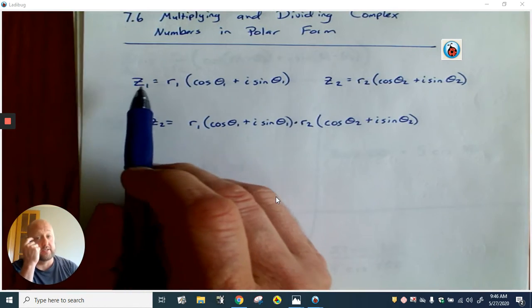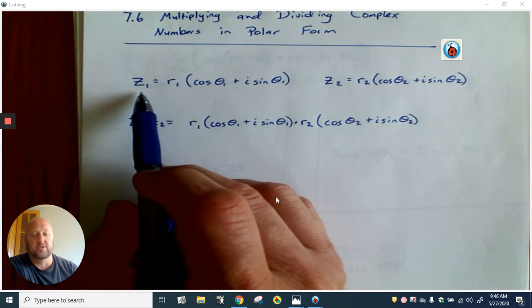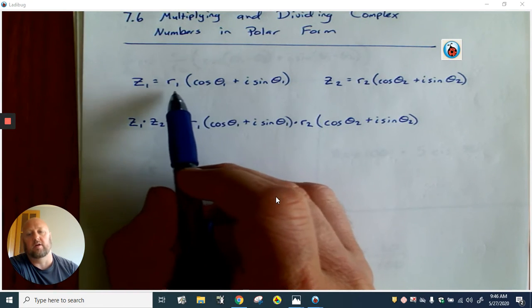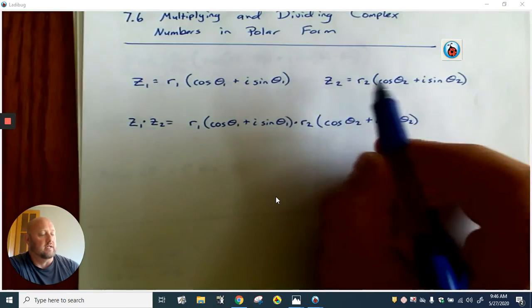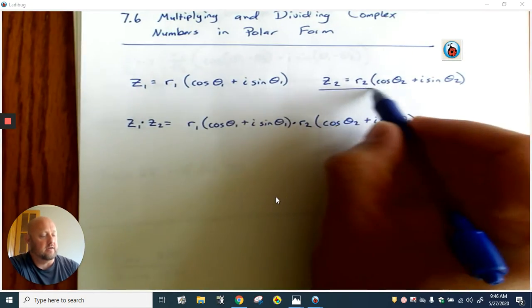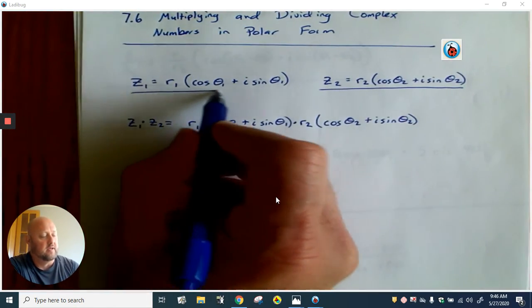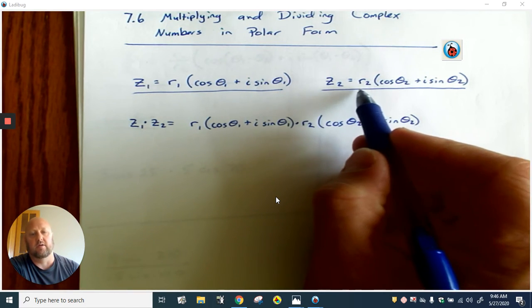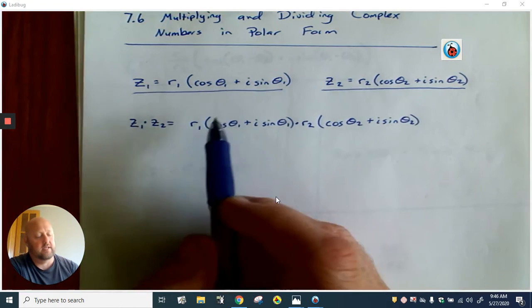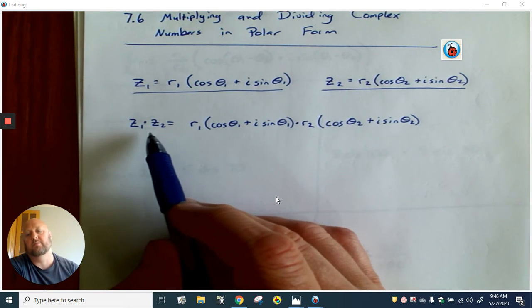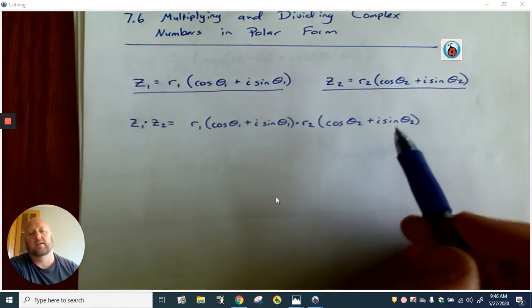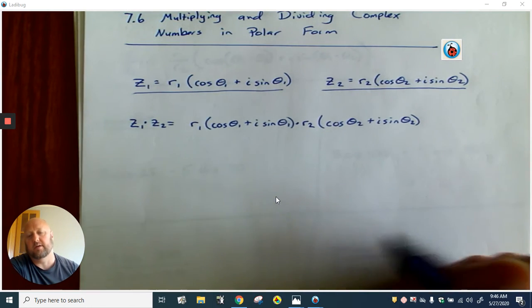So basically, here's the concept. We have one imaginary number. It's got an r, it's got a theta, right? So we'll call it r1 and theta1. And then we have a second number over here, z2, with a different r and a different theta, right? We'll call it r2 and theta2. So the idea here is we're going to multiply those two numbers together. Here's our first z and there's our second z. We're going to multiply those together.